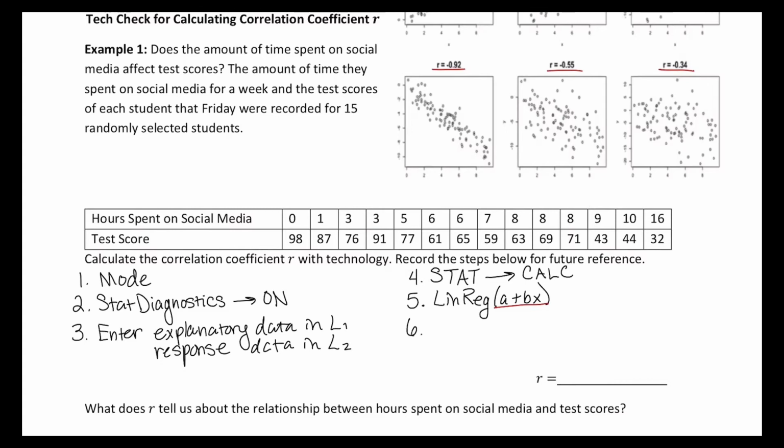Once you hit that button, that Lin Reg A plus BX, you're just going to hit enter until the number pops up. So let's look at this together and see the steps that we need to take.